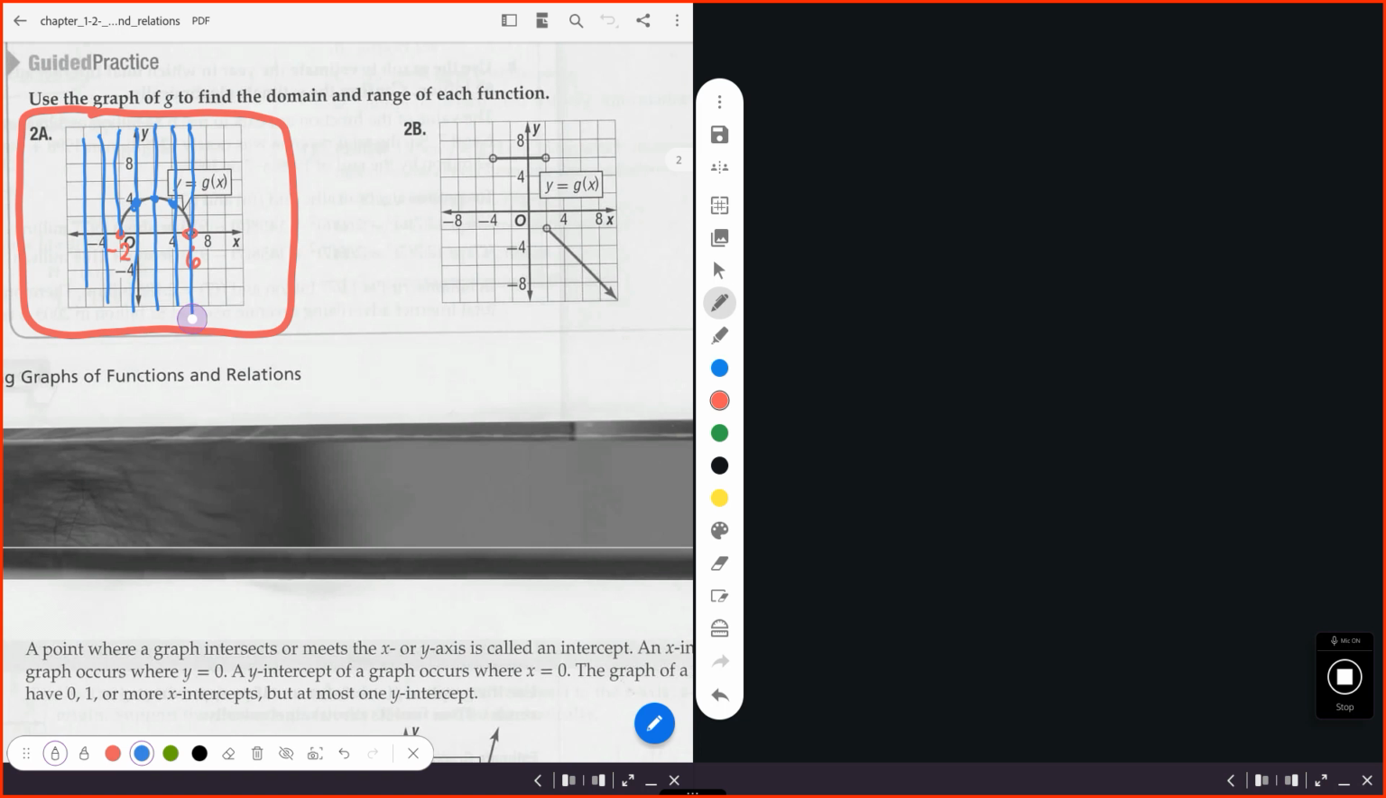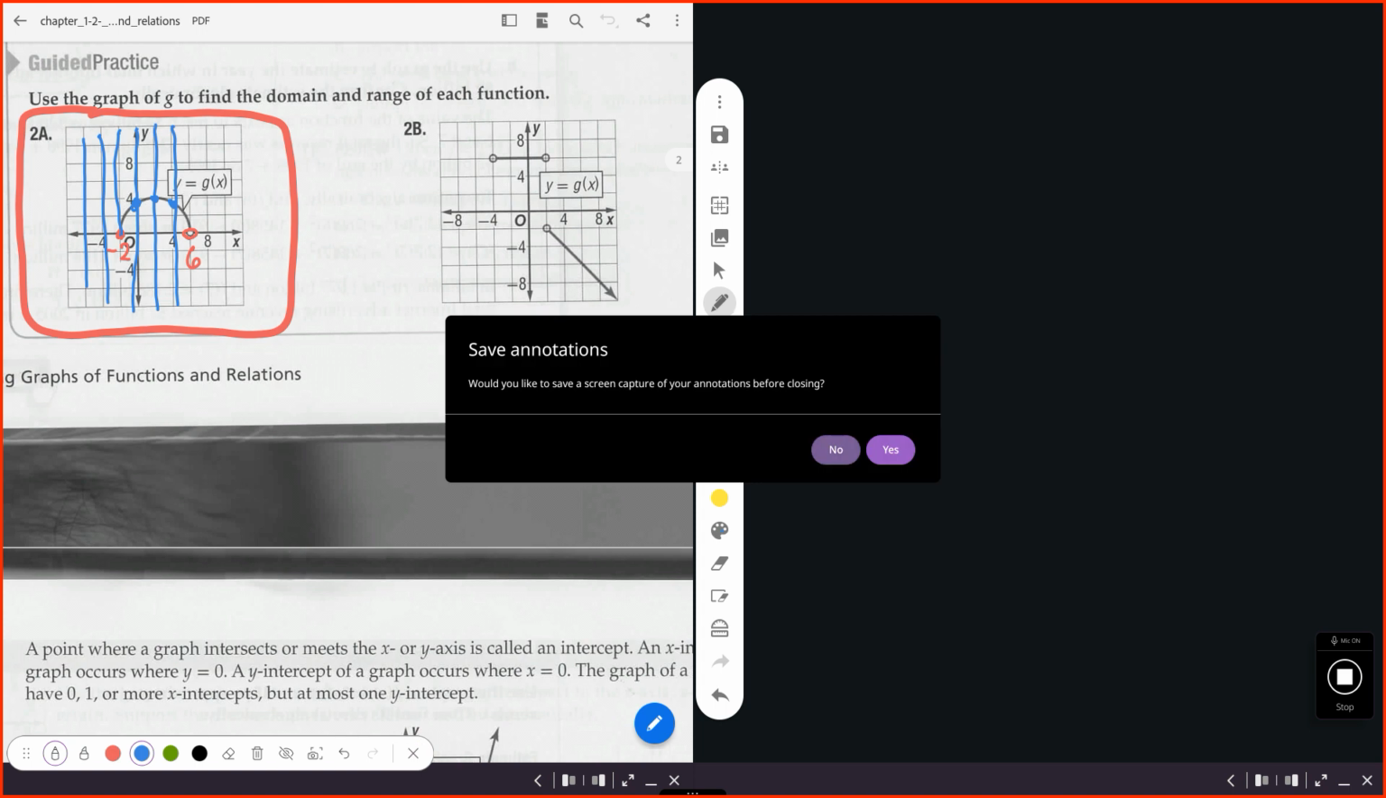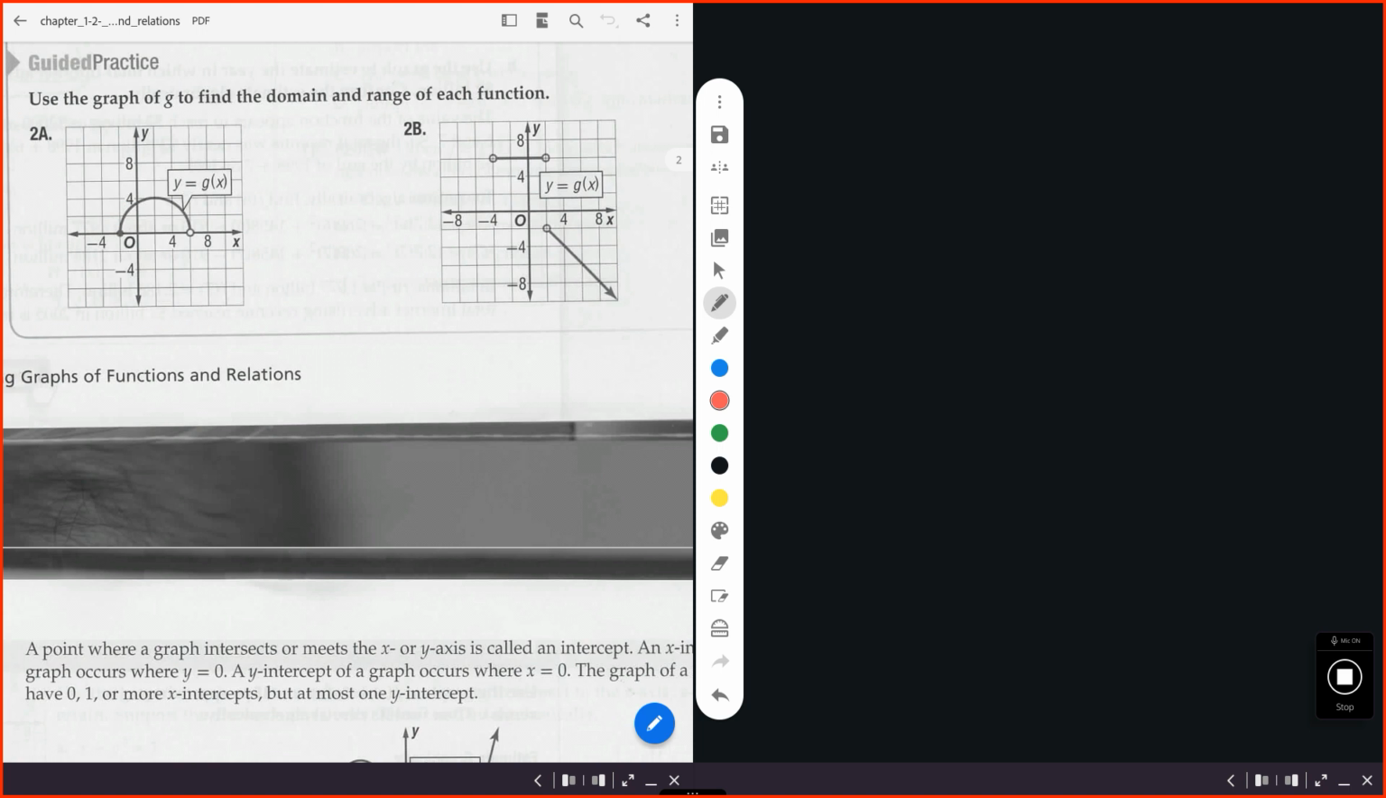Now, when I get to the 6, I'm going to track back a little bit. At that 6, it gets infinitely close, but it never reaches 6. So when writing this down, let's go over to the whiteboard and see how to write this. Well, domain, and then your range.